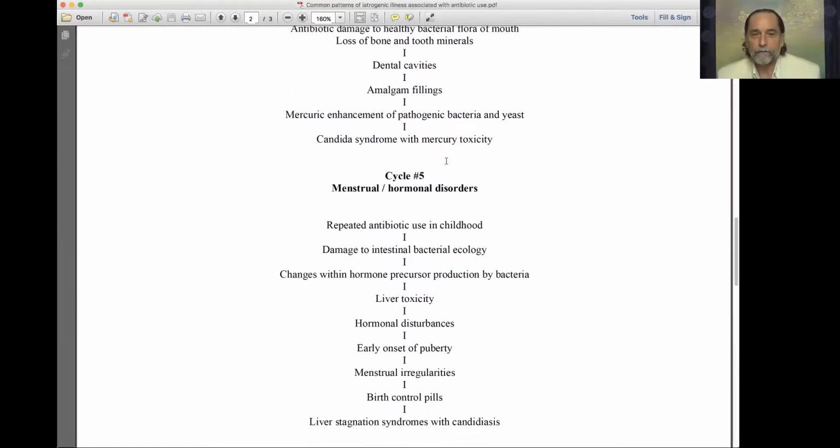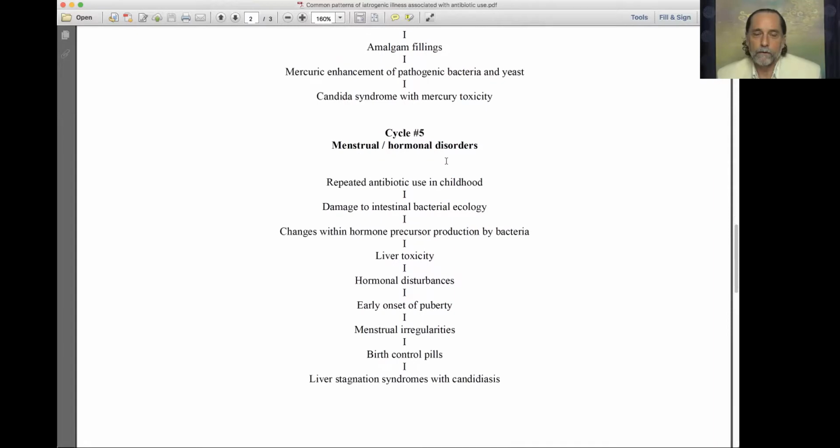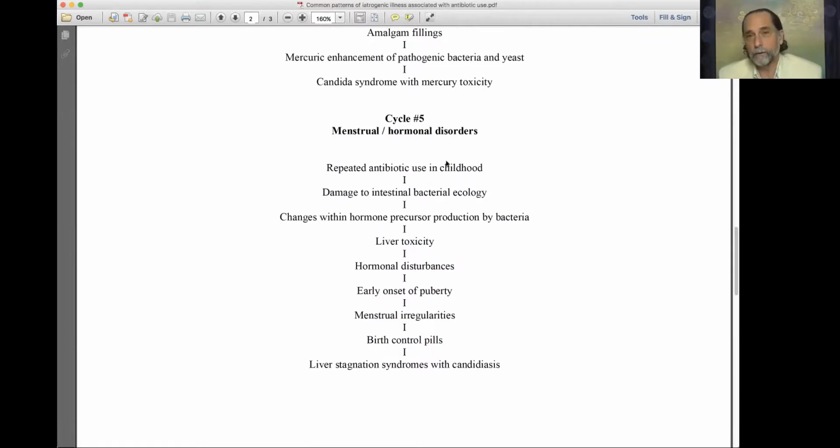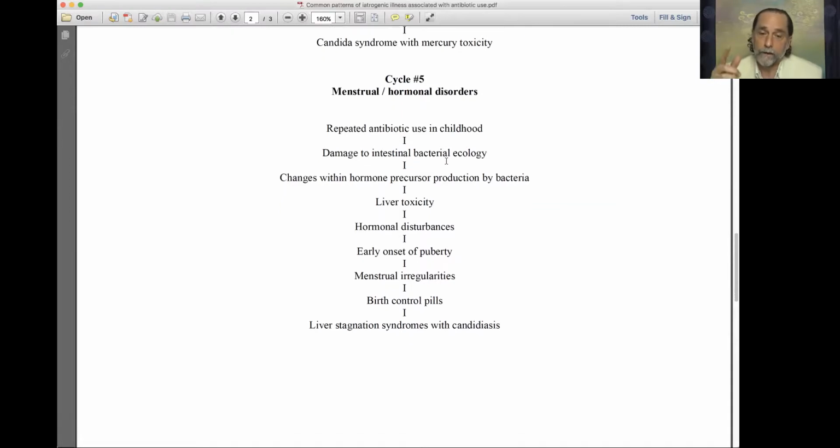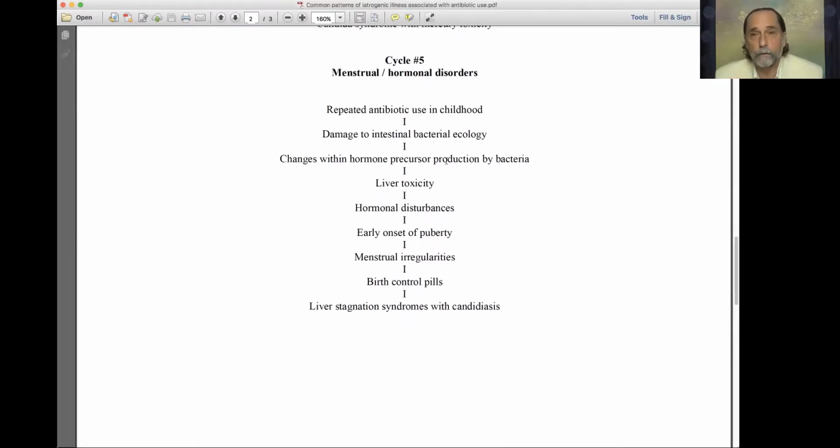So menstrual cycles and hormonal disorders, antibiotics basically damage the bacterial ecology of the gut and change the hormone precursor production in the bacteria, which can lead to liver toxicity, hormone disturbances, early onset of puberty, menstrual irregularities, which are then controlled by birth control pills, which then have further effects. All right, so I think you're seeing the point that I'm trying to make, is that one thing leads to another. And the more we understand that, the more we're going to understand how we can take care of ourselves. Now let's switch over here.